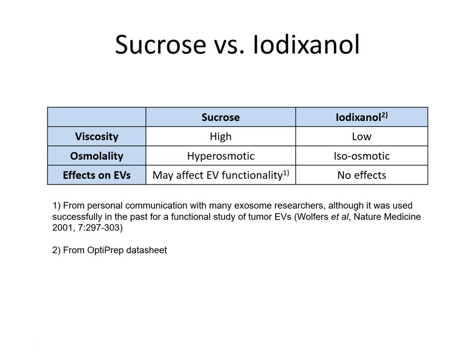This slide is about the difference between sucrose and iodixanol. Viscosity, osmolality, and effect on EVs are the main differences between them. In general, sucrose has high viscosity and is hyperosmotic. In addition, sucrose may affect the functionality of EVs, although it was used successfully in the past for functional study of tumor EVs. On the other hand, iodixanol has low viscosity and is isoosmotic.